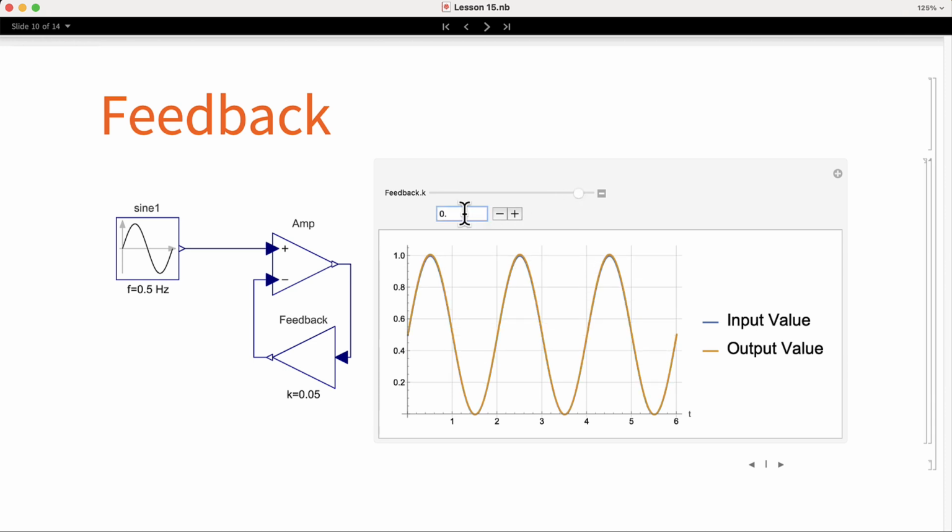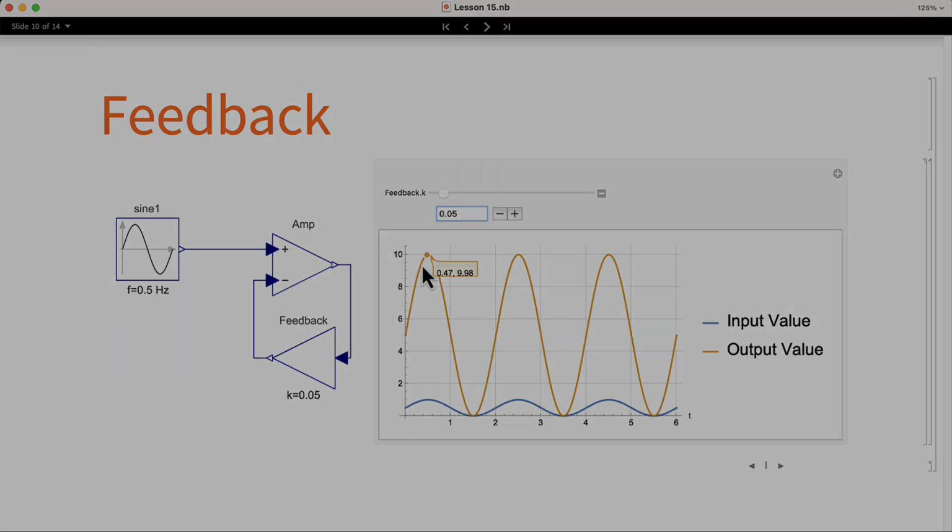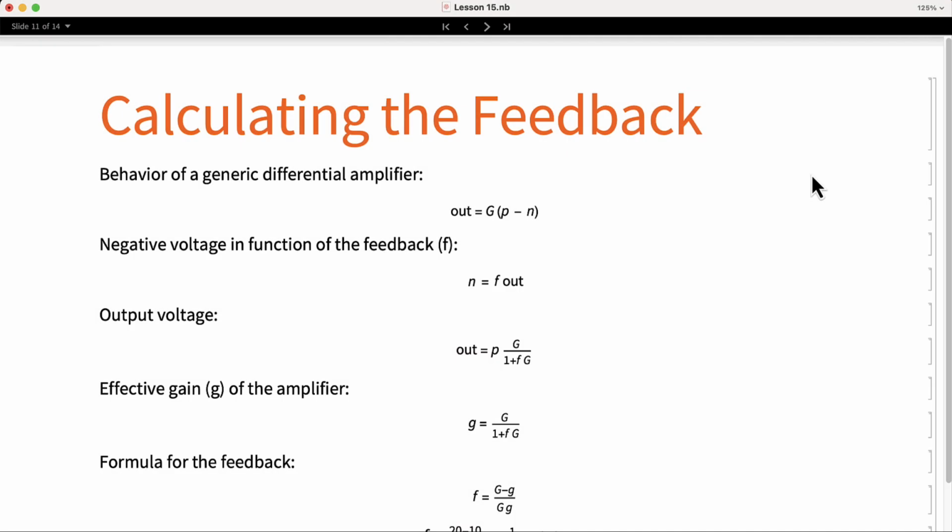If we put the gain to 0.05, we can see that we have the desired gain of 10x. Let's try to obtain a generic formula to calculate the feedback. We will start with the amplifier formula. In this case, the uppercase G represents the gain of the amplifier.